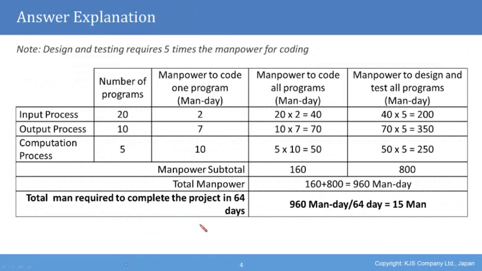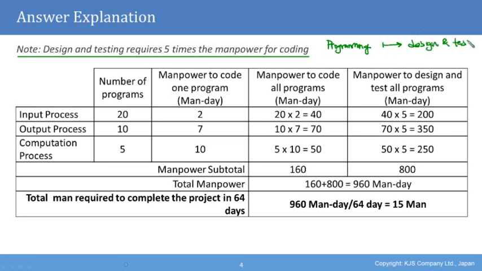So now let's get down to answering the question by doing the following calculations. Now we must note that we are given in the question that the design and the testing requires 5 times the manpower for coding. So we have to remember that we have to take the programming and then we must move on to design and test. So we can't forget that we need to design and test also.